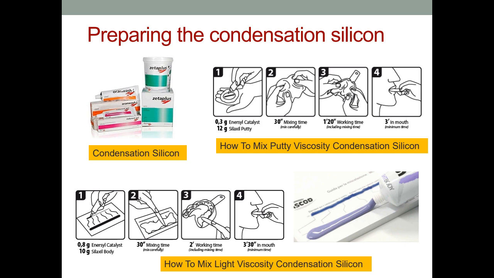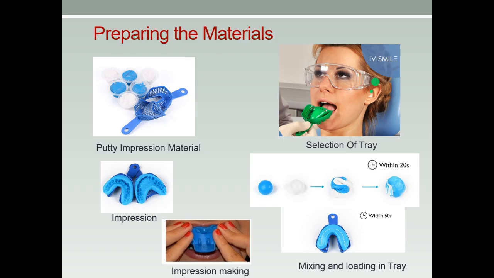But when you want to make the impression with the light body, you can see in the picture clearly that a small amount is being dispensed. That is the catalyst, and the main amount being dispensed is the light body or the medium body. And this light body can be mixed with the catalyst. You can see they are dispensed in equal proportion according to the manufacturer's instructions, mixed with the hand spatula, loaded on the tray and making the impression. So this is how different types of materials can be used or mixed with different techniques.